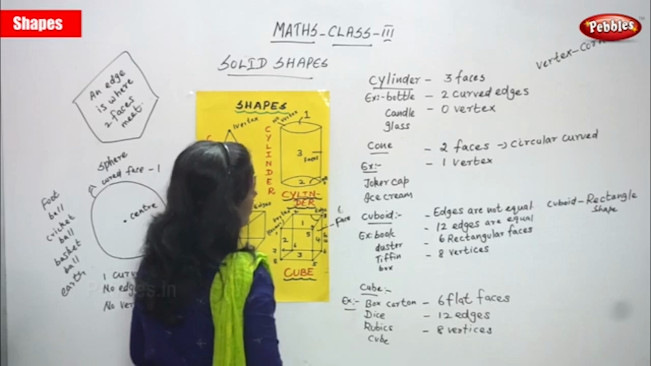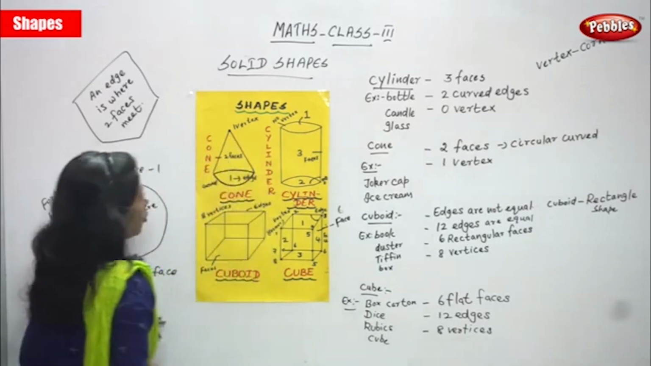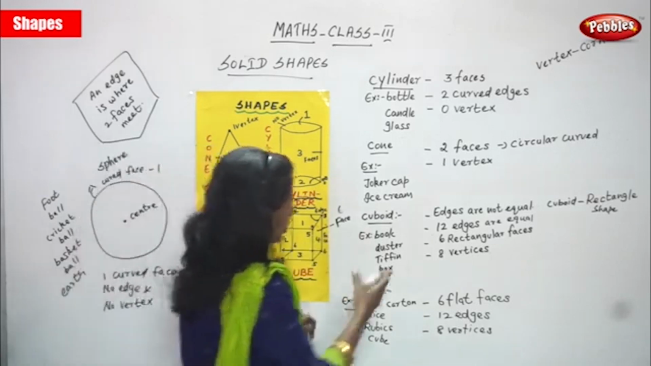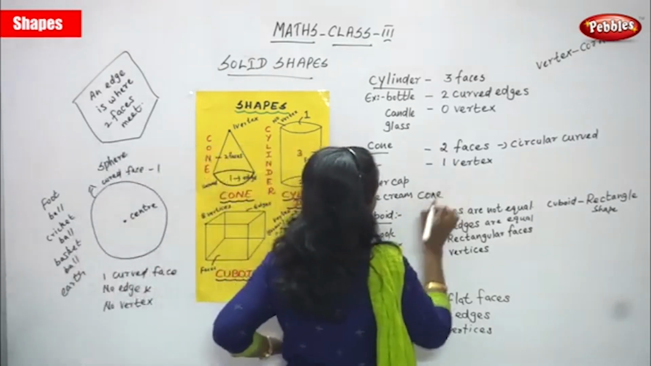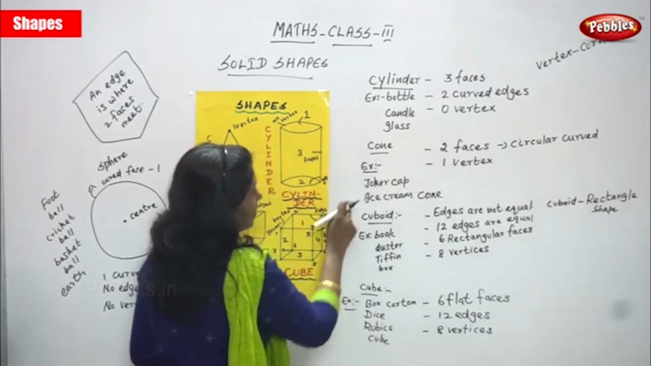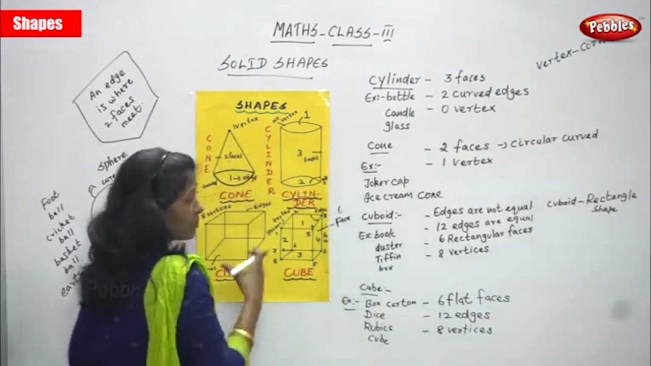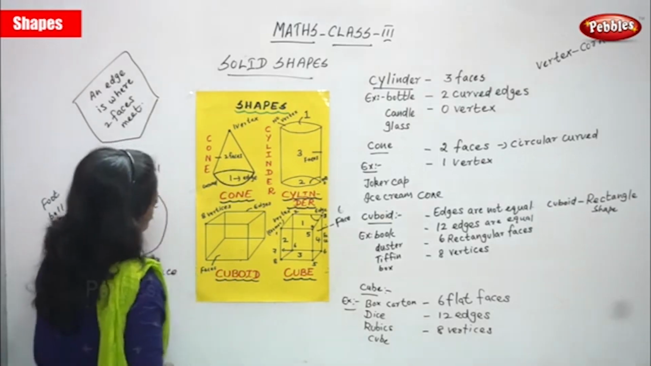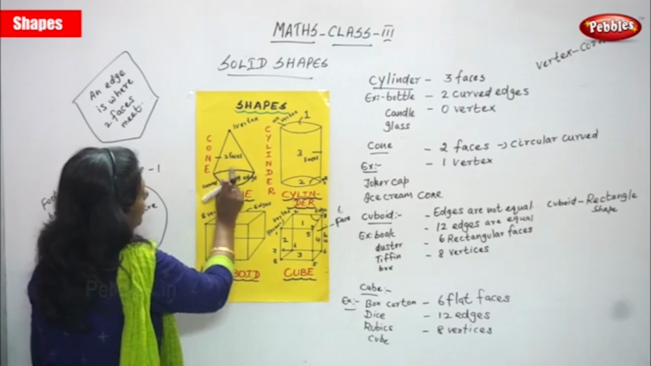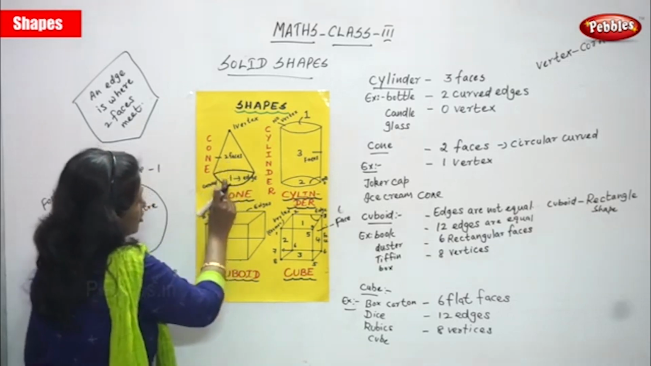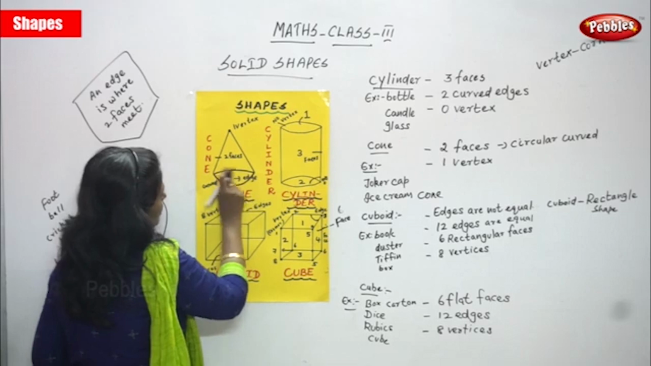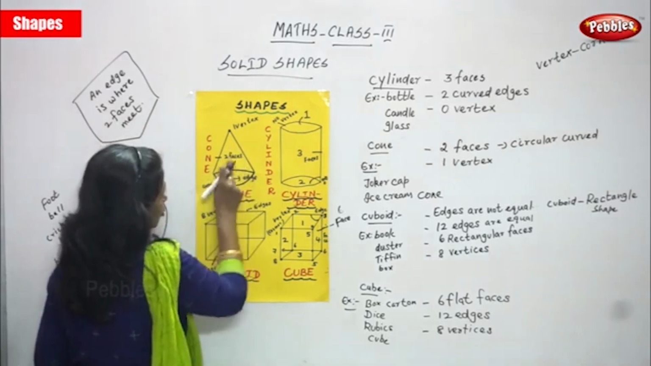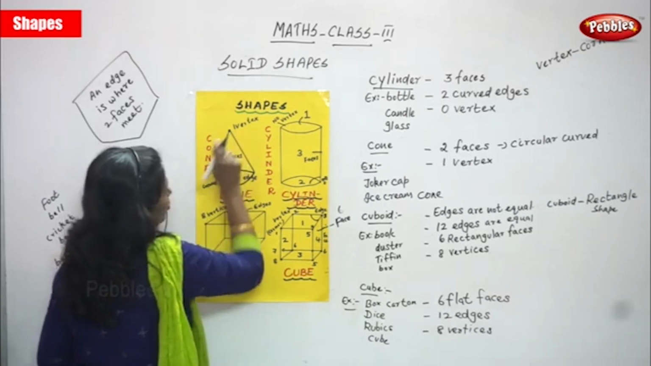Second one is what? We can call it a cone. Look at this. This is a cone. Example of cone is joker cap and ice cream cone. Imagine these objects. So how many faces? 2 faces. So this is 1 face, and this is an edge, a curved edge. This is 1 and this is 2. So 2 faces, and this is a vertex, only 1 vertex.